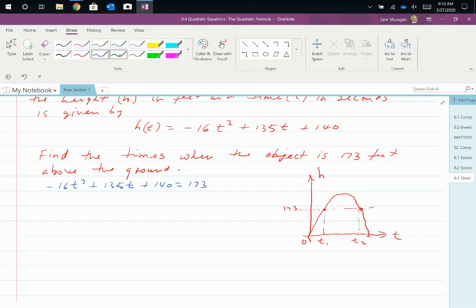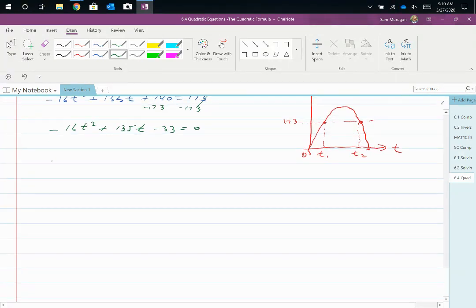Okay, because we're saying that that's the point when the height is equal to 173 feet. Take away 173 from both sides. That gives negative 16t squared plus 135t minus 33 is equal to 0. And then using our quadratic formula here, a is equal to negative 16, b is equal to 135, and c is equal to negative 33.